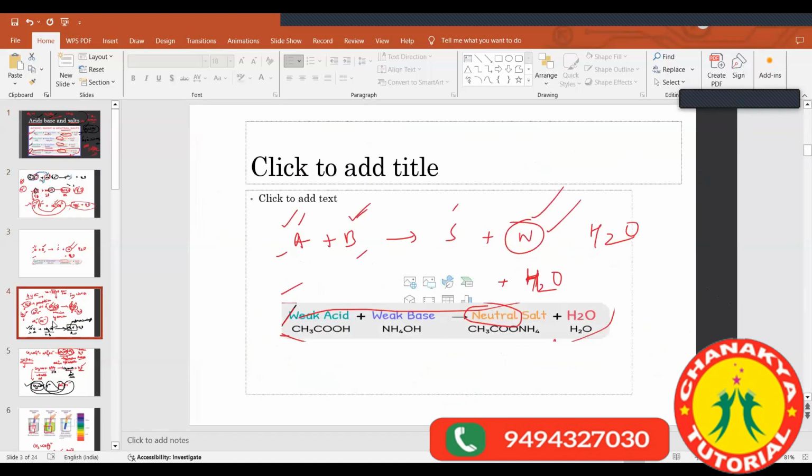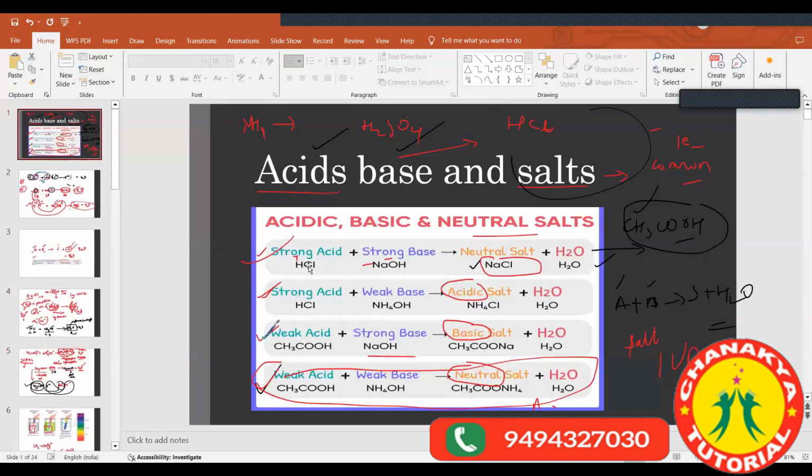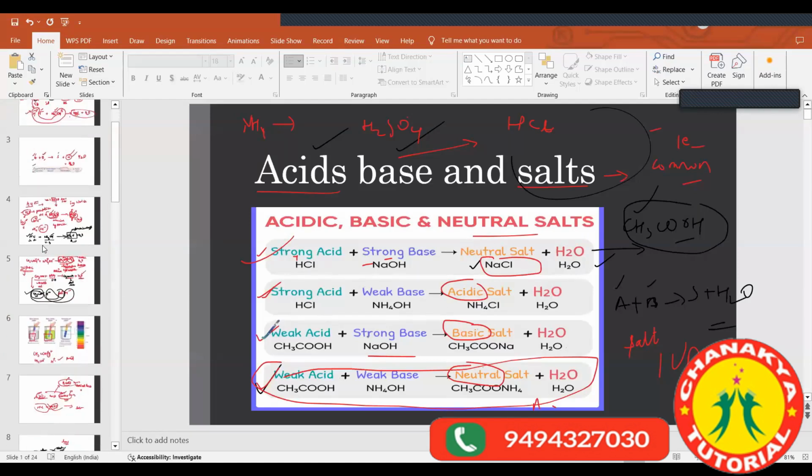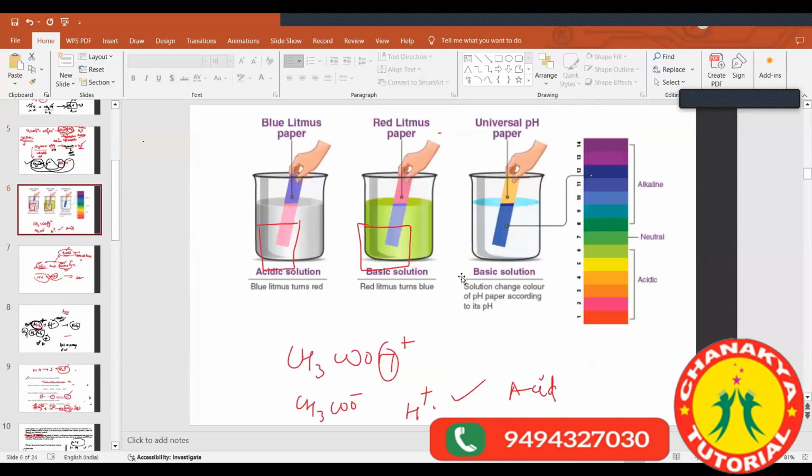Fine. As we were discussing, we were talking about the reactions, how the strong acid reacts with the strong base to form the neutral salt. We were discussing all these. And then we discussed litmus paper. What is a litmus paper? Litmus paper is used to find the pH level, the acidic level or basic level of any solution.